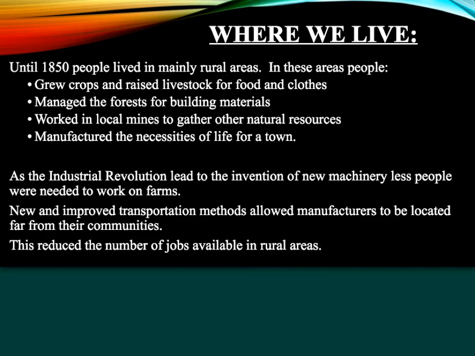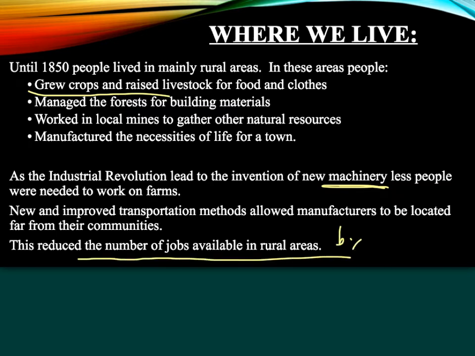Before 1850, many people lived in rural areas, wide open areas. People used to grow stuff, farmers, they'd raise livestock, and they made what they needed where they lived. After the 1850s, though, we started to see a big change. The Industrial Revolution was in full swing. We made new machinery. Fewer people needed to work on the farms. And this reduced the number of jobs available in rural areas by thousands.